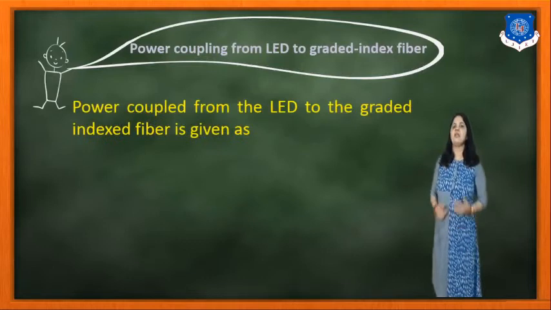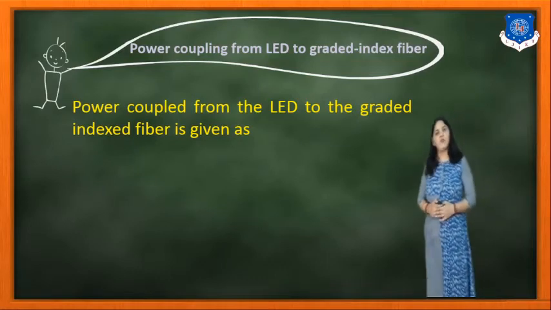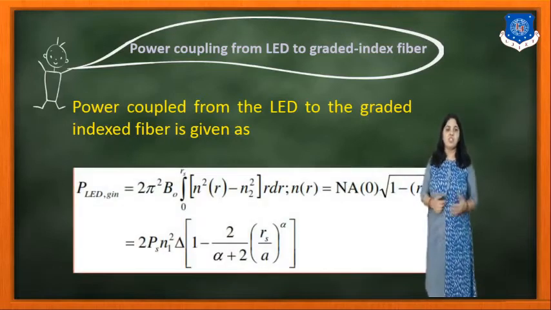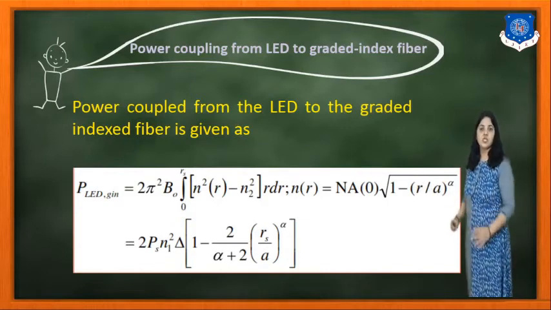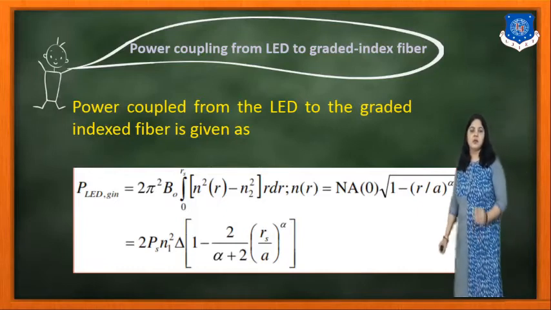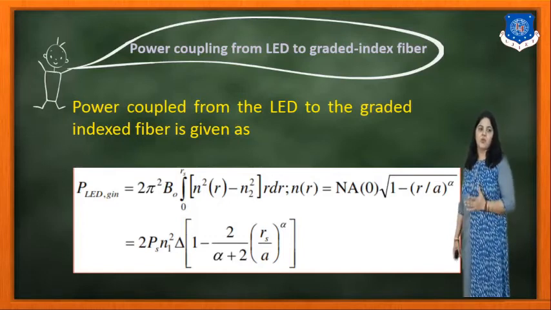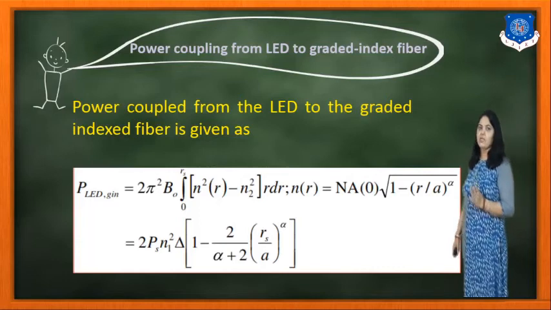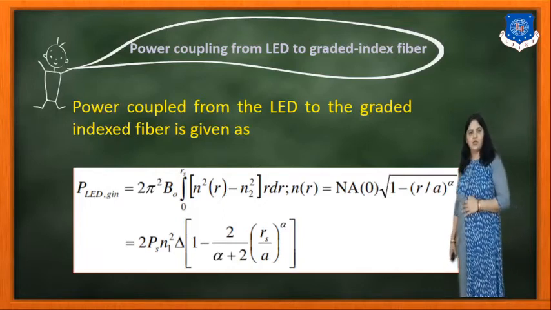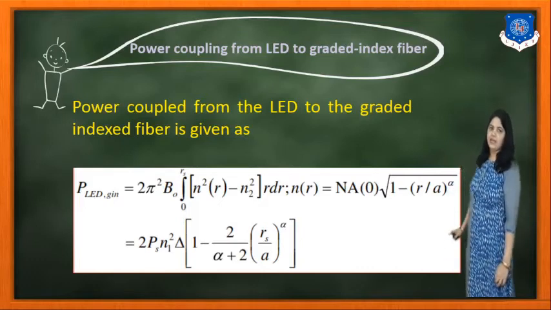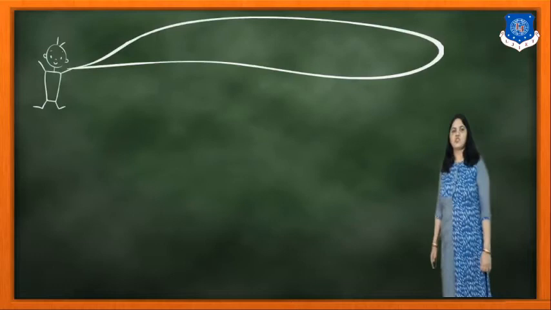Now the graded index fiber. If the power is coupled from the LED to the graded index fiber, then the power coupled, P of LED graded index, is equal to 2 pi square B0 integration 0 to Rs of n square of R minus n2 square, R dr, where n(r) is equal to NA of 0 integration 1 minus (R upon alpha) whole raised to alpha, (R upon A) whole raised to alpha, which is equal to 2 Ps n1 square delta in bracket 1 minus 2 upon (alpha plus 2) whole raised to (rs upon A) whole raised to alpha.